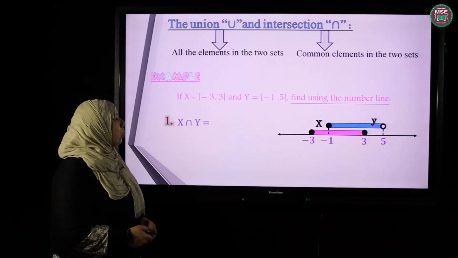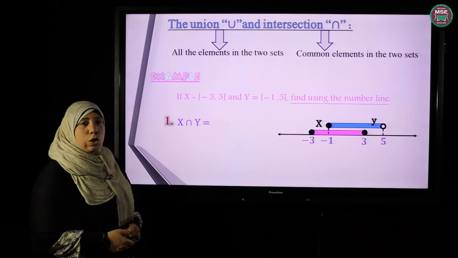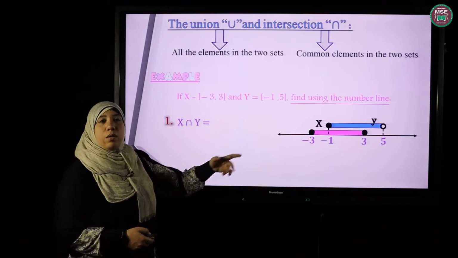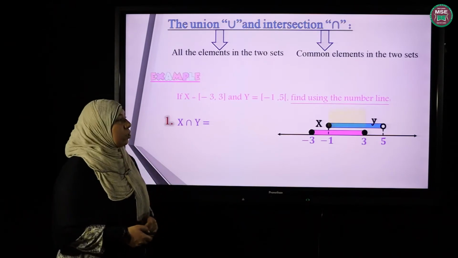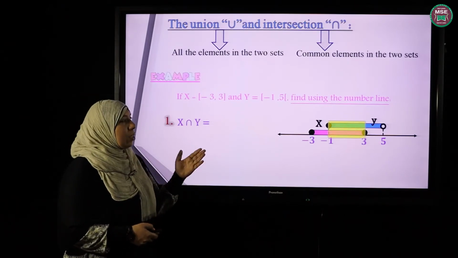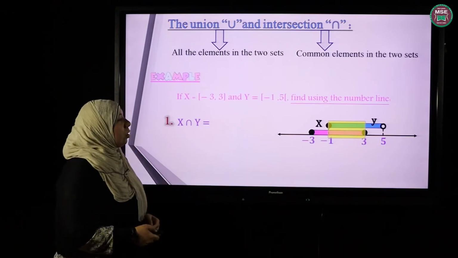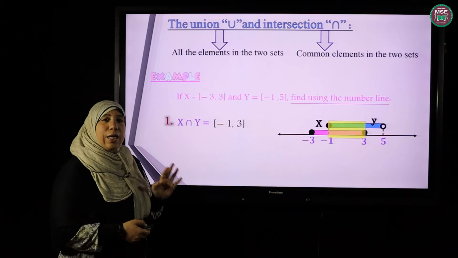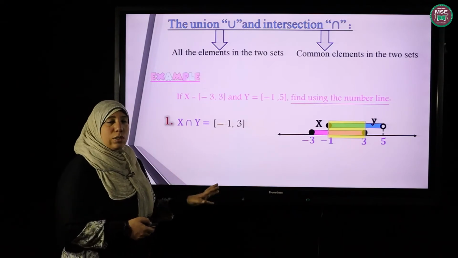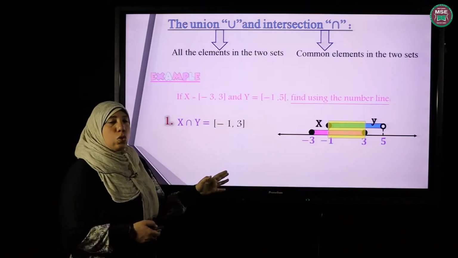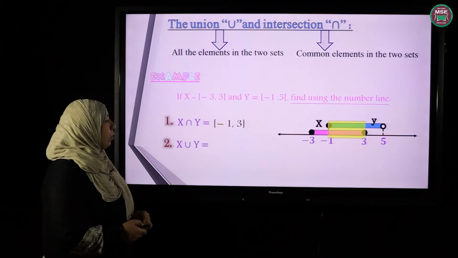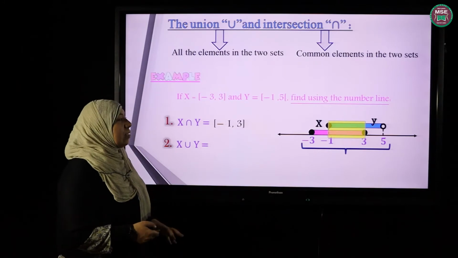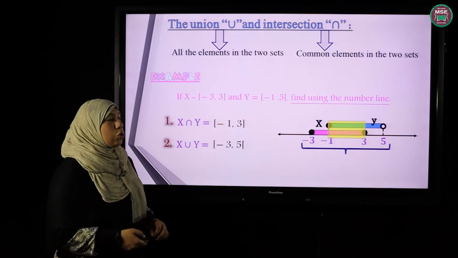First, he wants to find the intersection between x and y. The intersection is the common elements, or the elements in the blue and pink together. It will be this area. This is the common element up and down. It will be the numbers from -1 to 3, and we will take -1 and 3 as they are, closed. It will be [-1, 3]. The union is all the elements in the two intervals, from -3 closed to 5 open.